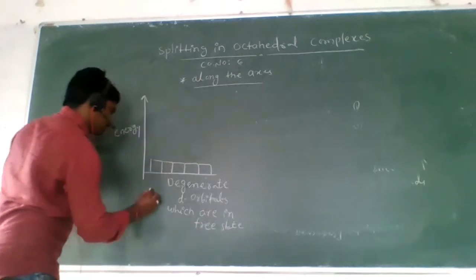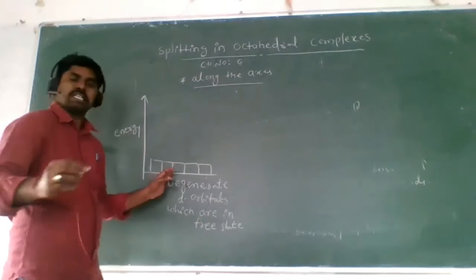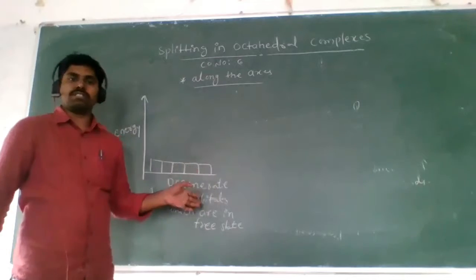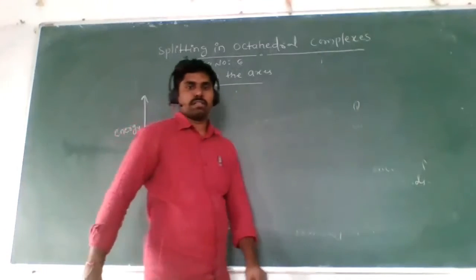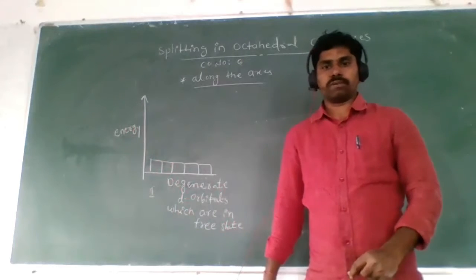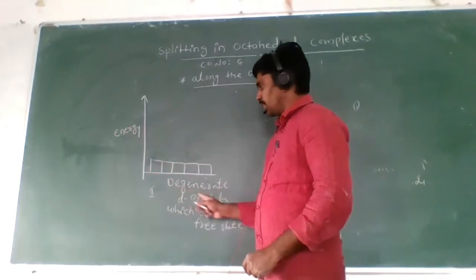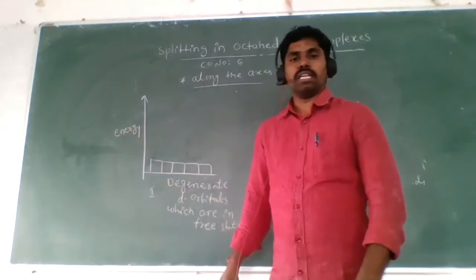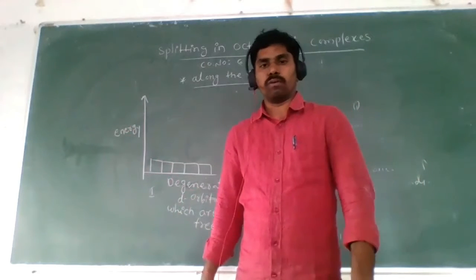So this is the first state. Now the degenerate orbitals are in free state. Is that clear? They are in free state, ground state. You think about it, they are in the ground state. The degenerate orbital means the d orbitals have equal energy.